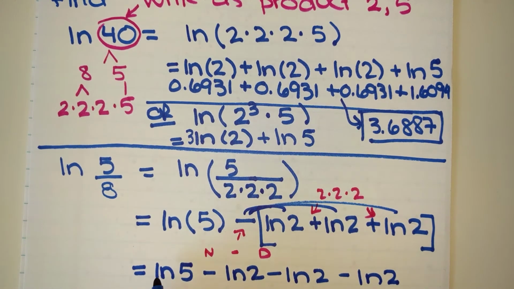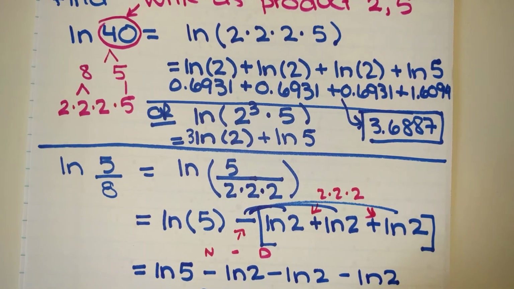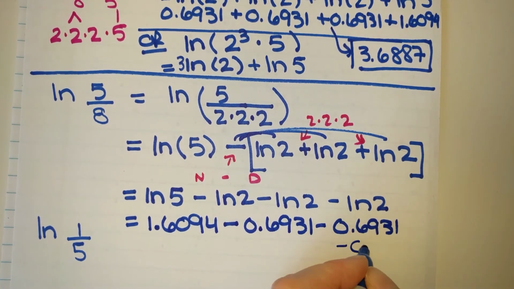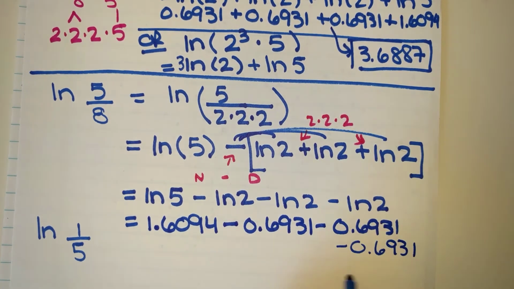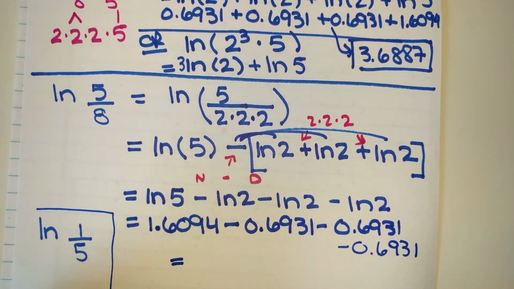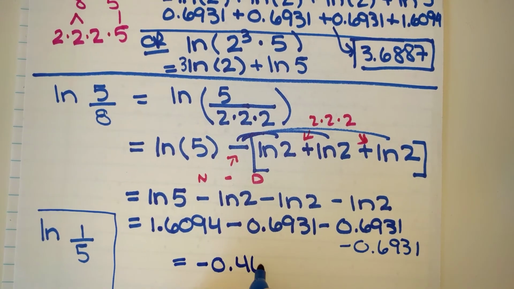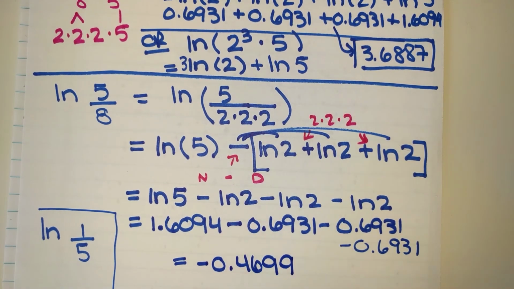So you would plug in the 1.6094 and then minus 0.6931, minus another 0.6931, minus another 0.6931. And you could just write that as 3 times 0.6931. And that is going to give you negative 0.4699. And do not be alarmed if it is a negative. That is perfectly fine.